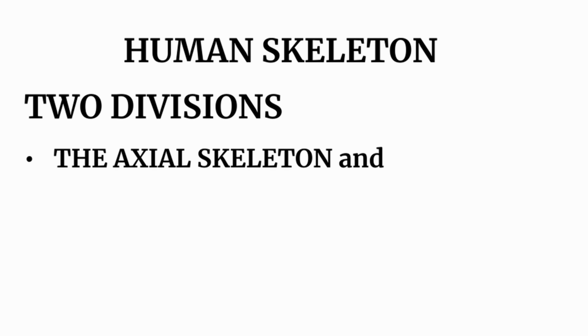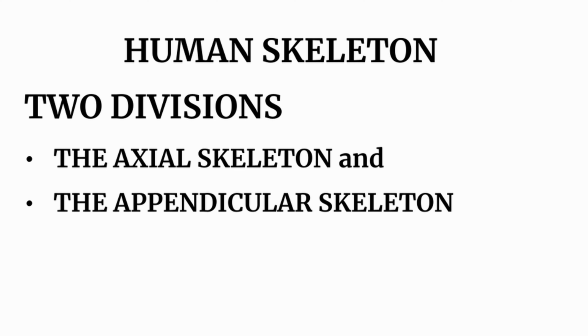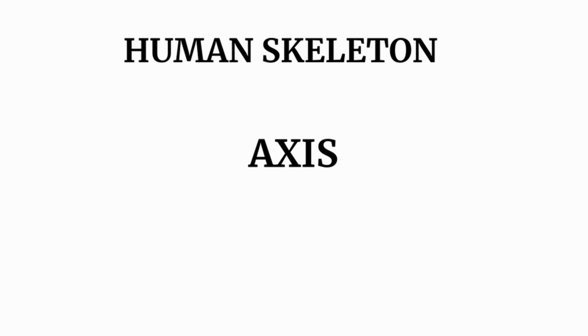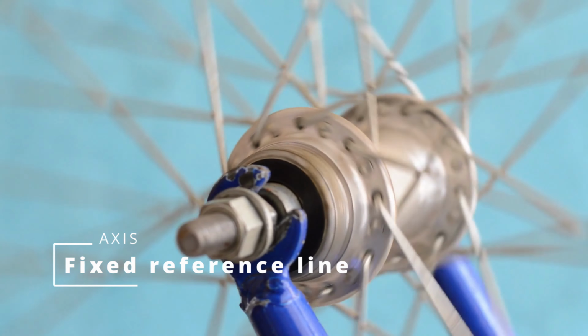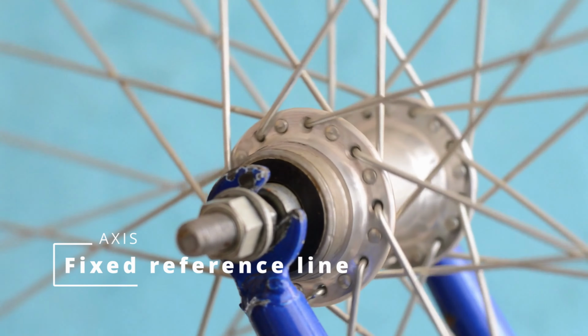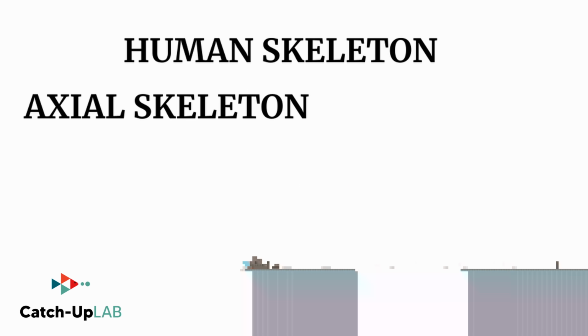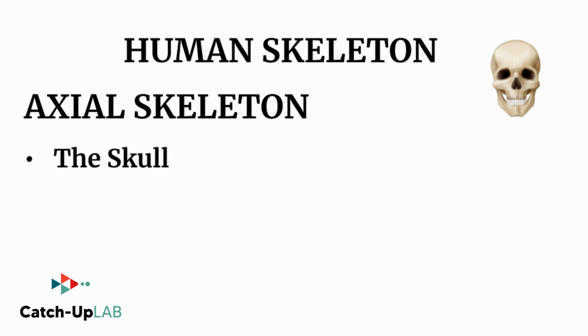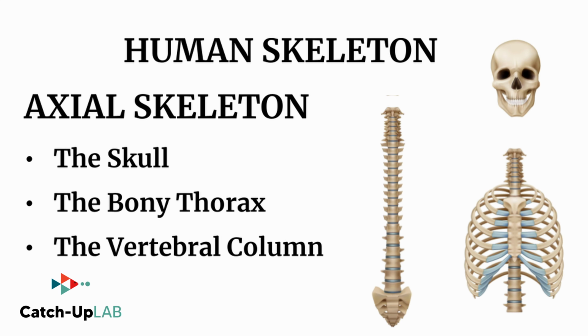The human skeleton is grouped into two divisions, namely the axial skeleton and the appendicular skeleton. The meaning of the word axial can be found in its root, namely axis. An axis is a fixed reference line for the measurement of coordinates. An object that requires movement is therefore almost always situated around, in the direction of, on, or along an axis. The axial skeleton is made up of the skull, the bony thorax, and the vertebral column.